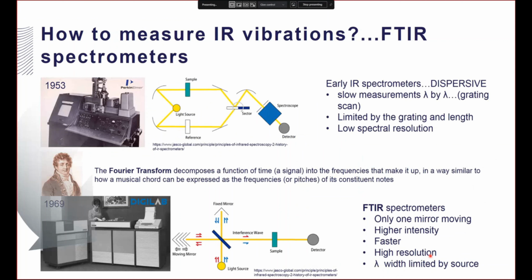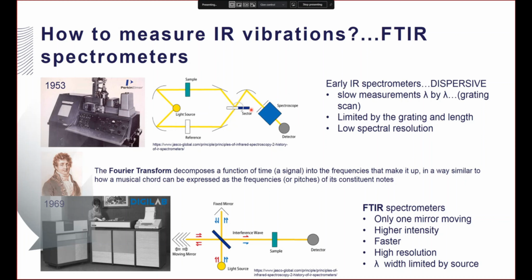But how do we measure this vibration? Let's introduce what are the instruments that are used for FTIR spectroscopy. So the spectrometers. The first one was commercialized in 1953, but the early IR spectrometers were very complicated and had a lot of movable parts. Plus, they were collecting information on different wavelengths one by one, by moving a grating or a sector, and this was very time consuming, and it also was leading to a very low spectral resolution.